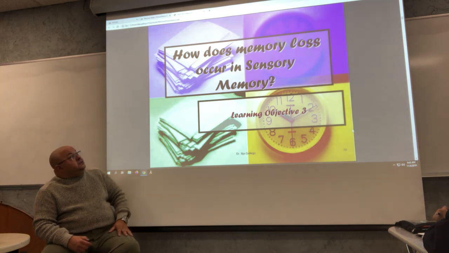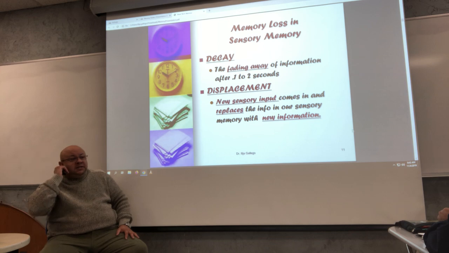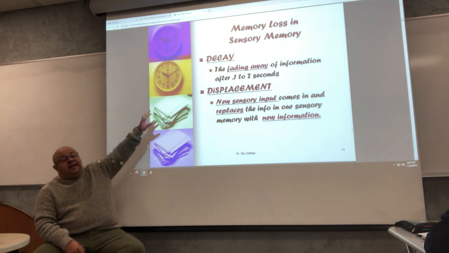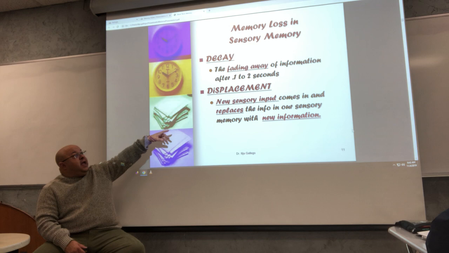So how does memory loss occur in this type of memory? There's two processes at work. One of them is called decay, and the other one is called displacement. So everything goes into sensory memory and either gets your attention and goes into short-term, or it decays over the passing of time. So after a couple of seconds, what you heard fades away. After a half a second, what you saw fades away. That's decay, the fading away or passing of the information.